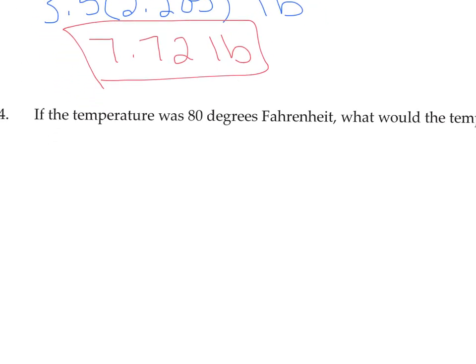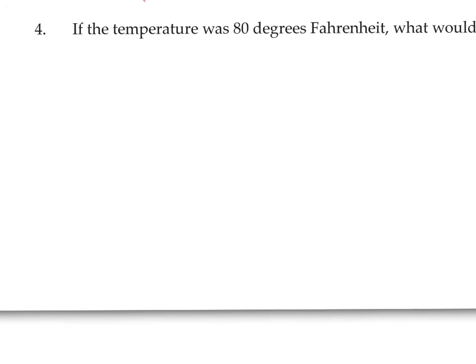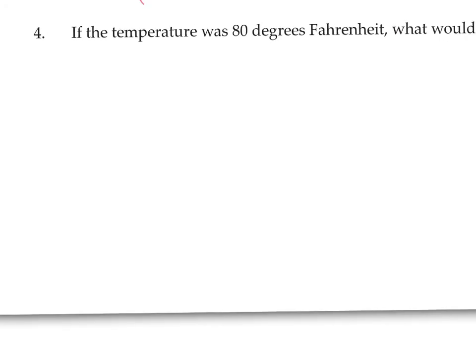Number 4, if the temperature was 80 degrees Fahrenheit, what would the temperature be in Celsius? All right, so again, when you're converting Fahrenheit and Celsius, you can't use the unit multiplier fractions. You have to use the actual conversion formula. And for this one, we're looking for Celsius. So we want to use the one that says C equals. And that formula says C equals 5/9 times (Fahrenheit minus 32). The parentheses are important because we have to follow order of operations.